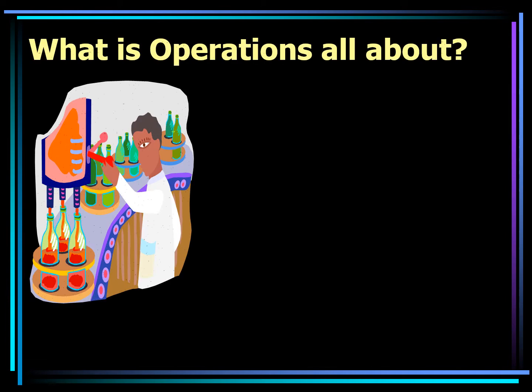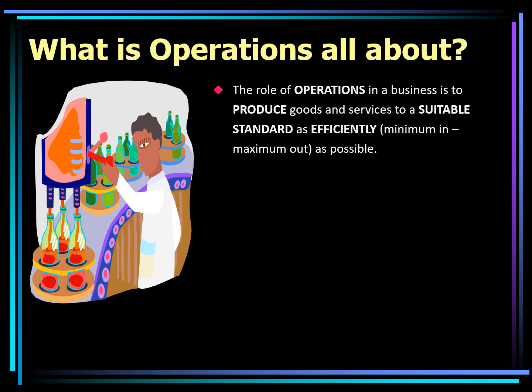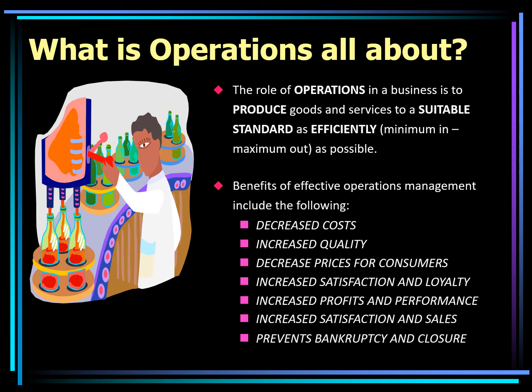So let's go back to the start. What is operations all about? The role of operations in a business is to produce goods and services to a suitable standard as efficiently as possible. Benefits of effective operations management include the following: decrease costs, increase quality, decrease price for customers, increase satisfaction and loyalty, increase profits and performance, an increase in satisfaction and sales, and it will also hopefully prevent bankruptcy and closure as a business as well.